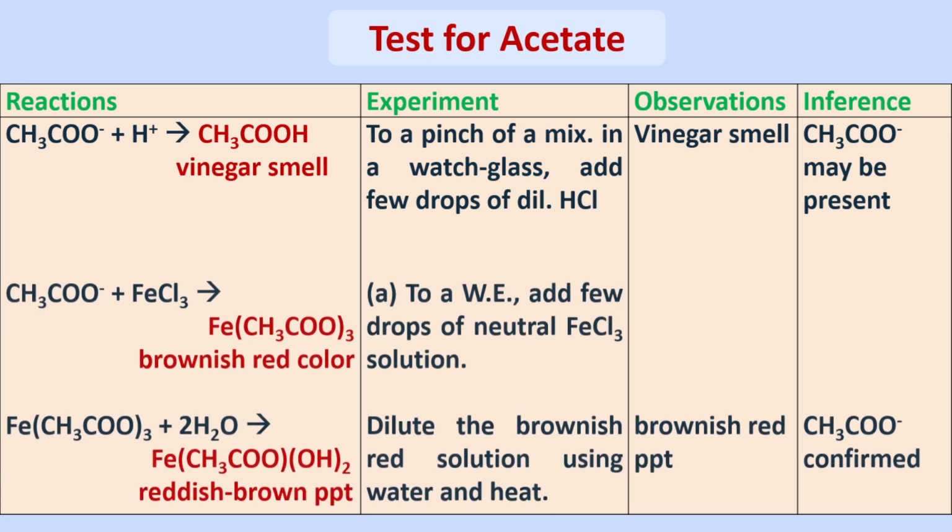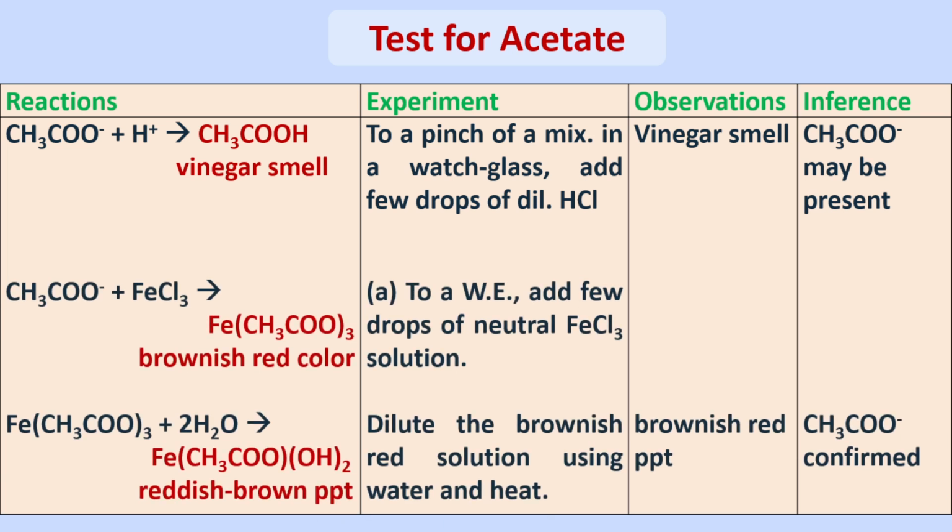In the first test, add a few drops of neutral ferric chloride solution to the water extract. A brownish red color will form due to the formation of ferric acetate. Dilute the brownish red solution with water and heat it. The formation of a brownish red precipitate of ferric hydroxyacetate confirms the presence of acetate ion.